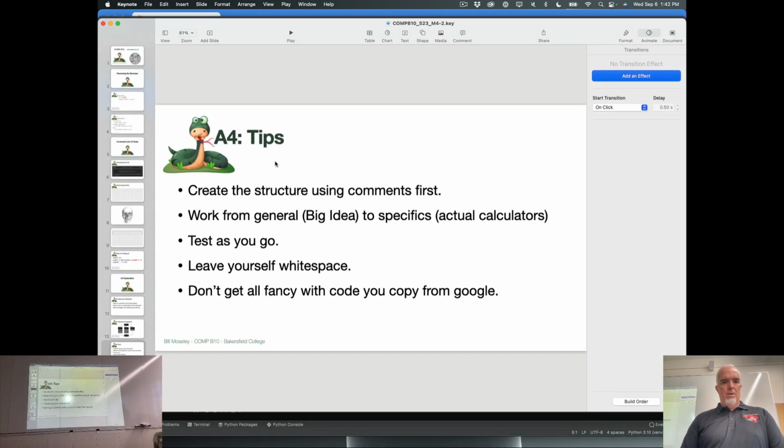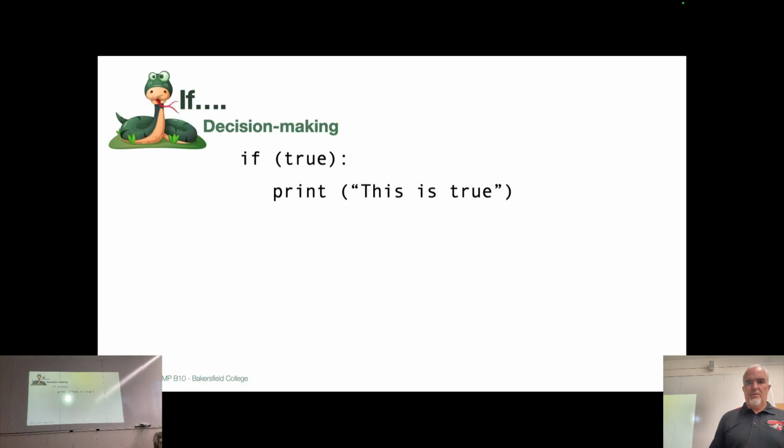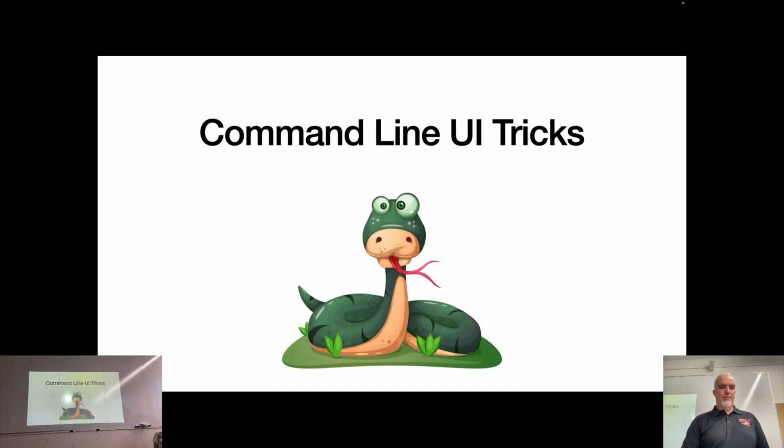So, moving on, reviewing that structure: if something is true, then we do that. Keep the colon and the indent. We can have one if statement, as many elif statements as we want, and an else. The expressions in the if and all of the elifs should be mutually exclusive. Don't forget that. You should never create this so that more than one can be true.